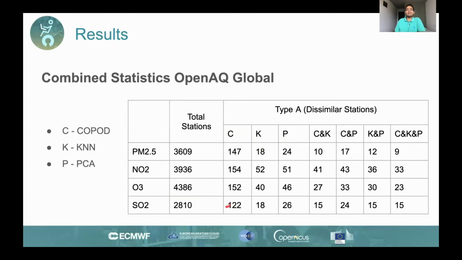This is really indicative of the fact that COPOD is a very stringent method to find type A stations when comparing OpenAQ versus OpenAQ. But we also see that there is major overlap between the different methods. Of the 52 type A stations from KNN and 51 type A stations from PCA, 36 were commonly identified as type A stations using both. So we see a very strong agreement between the different methods, with COPOD being the most stringent one.